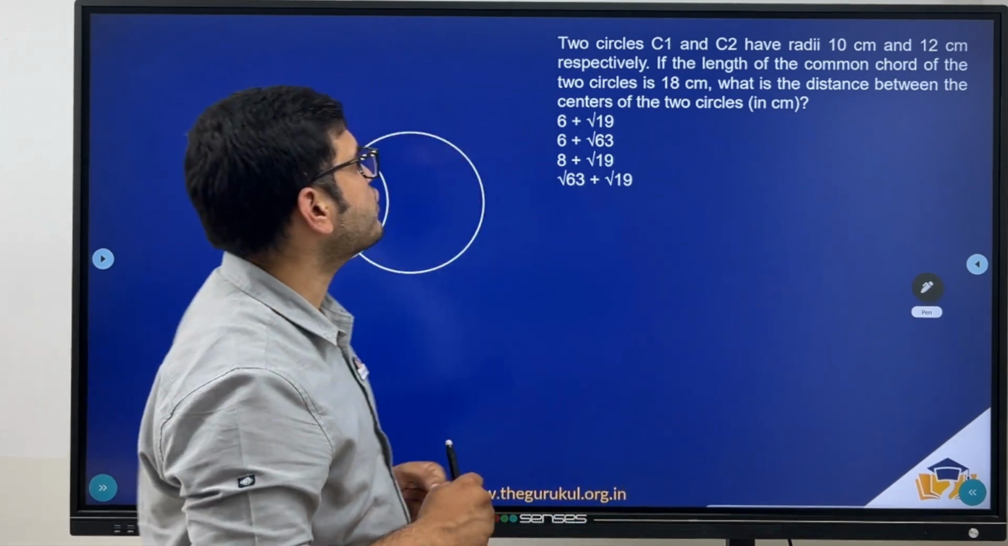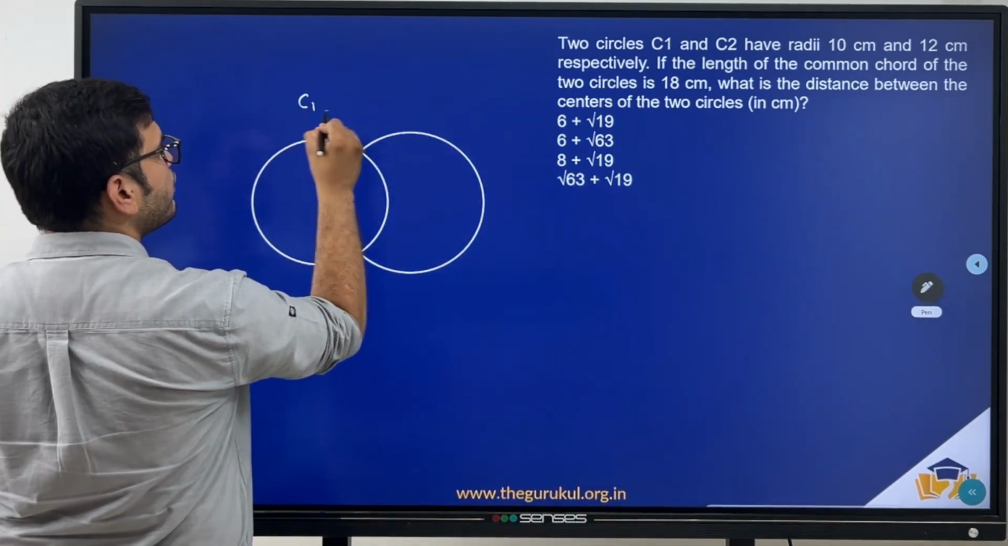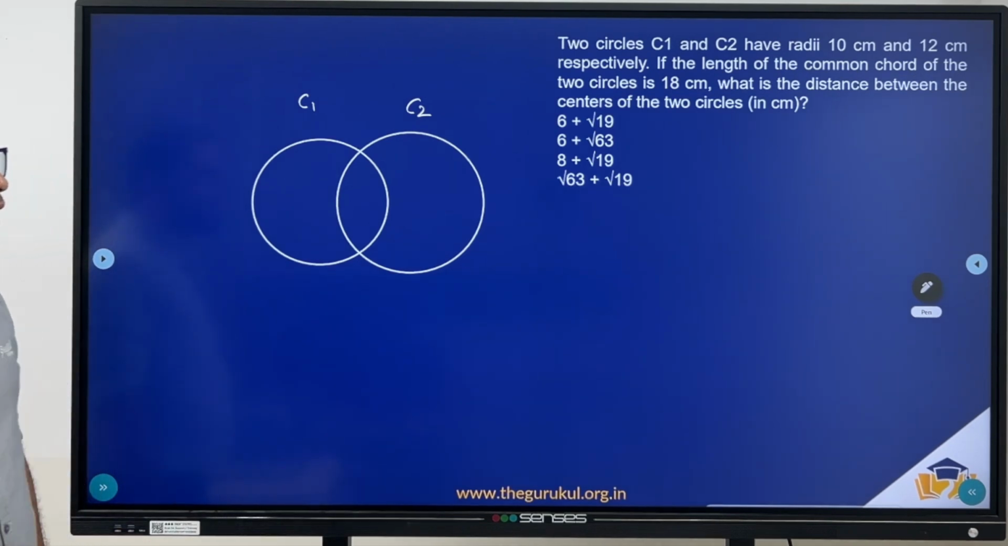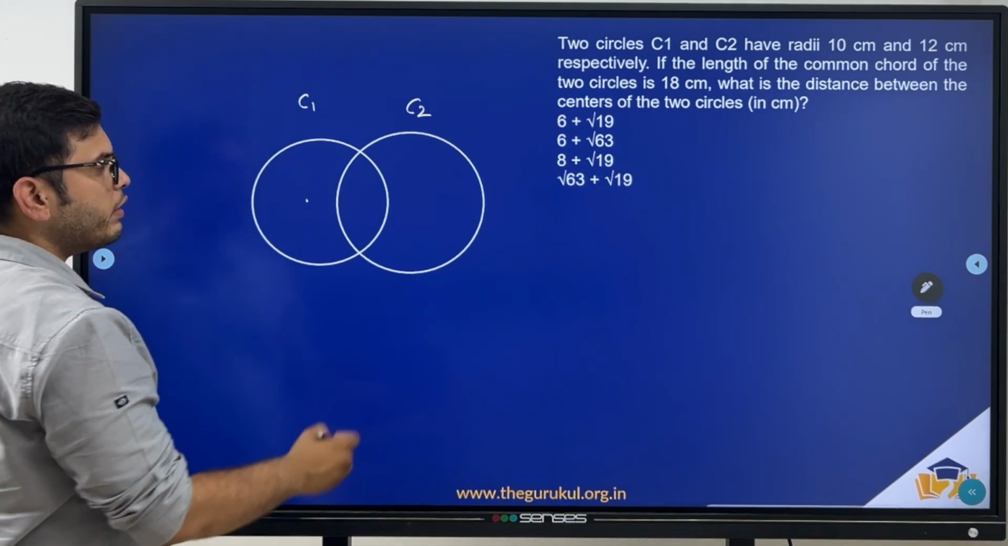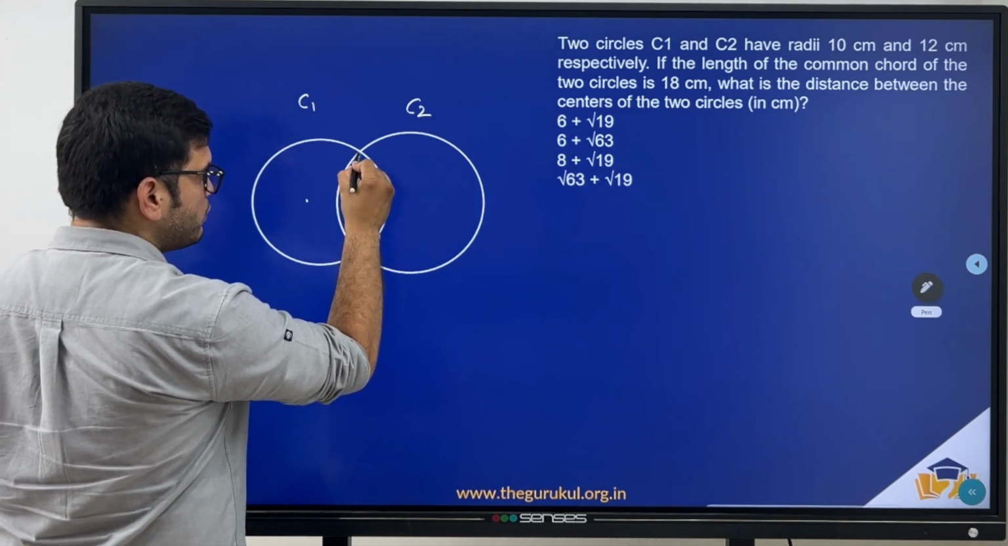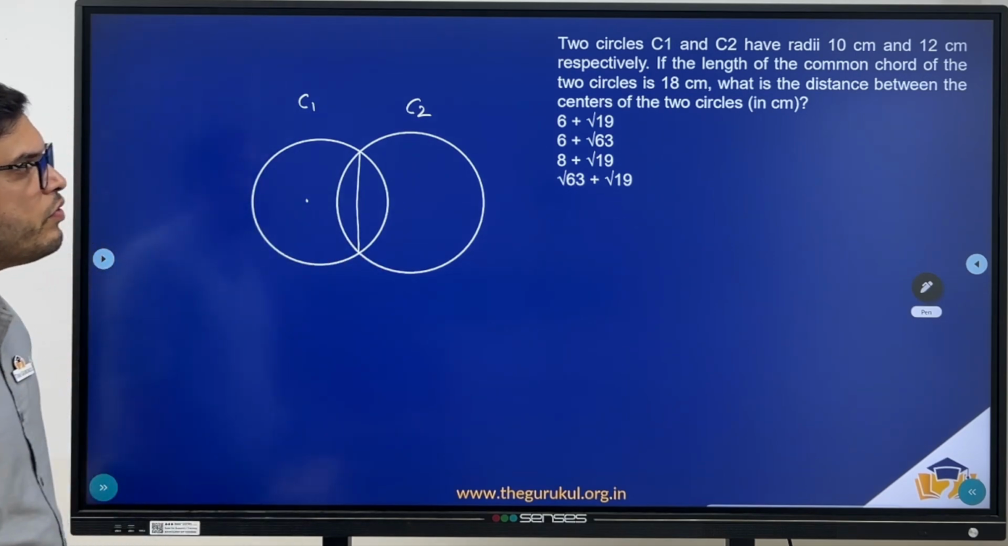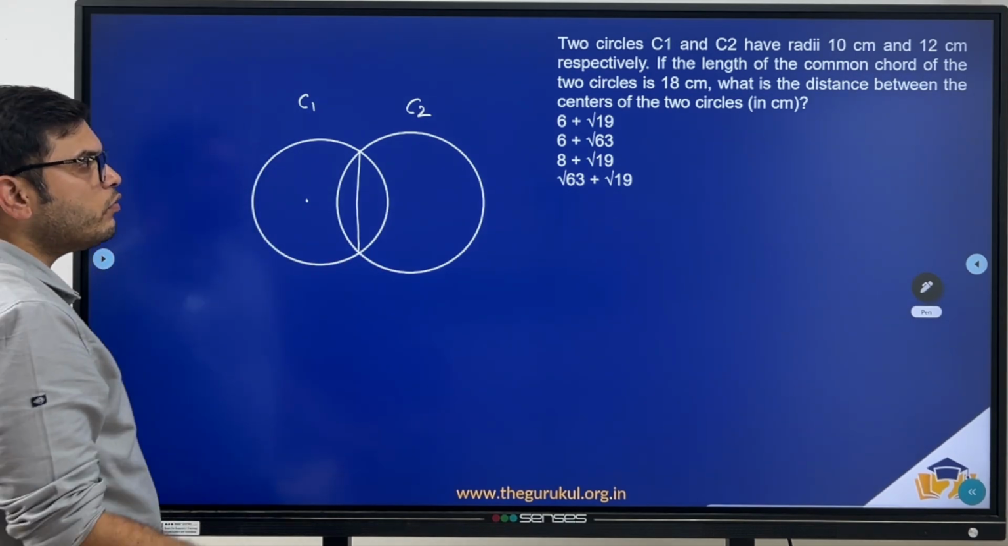Now coming to the last question. Two circles C1, C2 have radii 10 centimeters and 12 centimeters respectively. Okay. Now if the length of the common chord of the two circles is 18 centimeters. So this is 18 centimeters. What is the distance between the centers of the two circles?